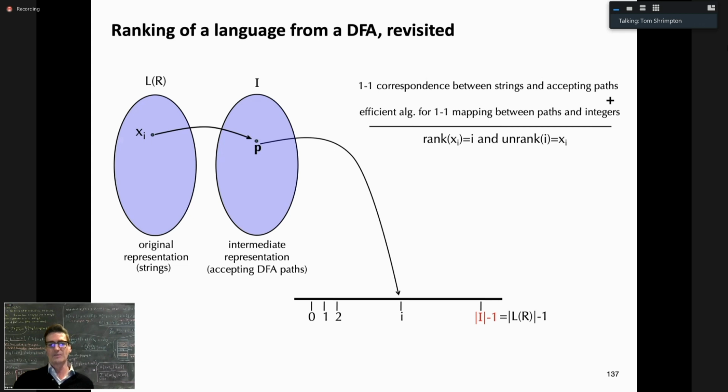Let me revisit for a moment. Remember, we had this ranking picture for ranking the language if you go from a DFA, and I showed it as one step. You had this blob, which was the language of the regular expression, and we went straight into the numbers by ranking them. But really, what we were doing was not that directly. Really, it was a two-step process, where we had this nice one-to-one correspondence between strings in the language and accepting paths through the DFA. So under the hood, we had a one-to-one mapping from the objects we care about, which are strings in the language, to an intermediate representation of those things, which is a path through the DFA. And it's actually the paths through the DFA that are ranked. So it's actually a two-step process.